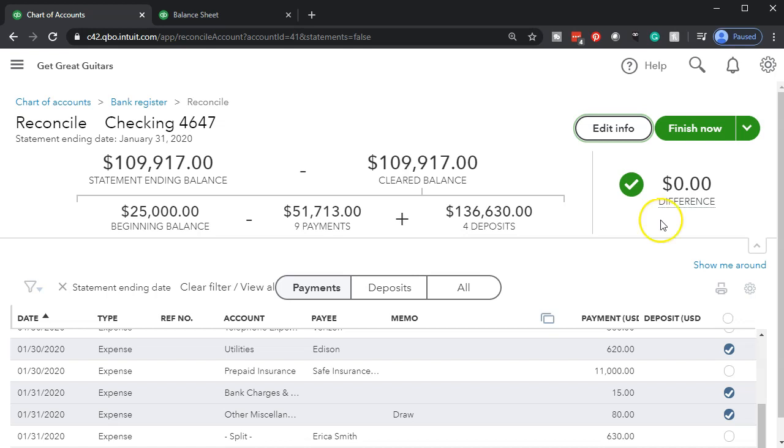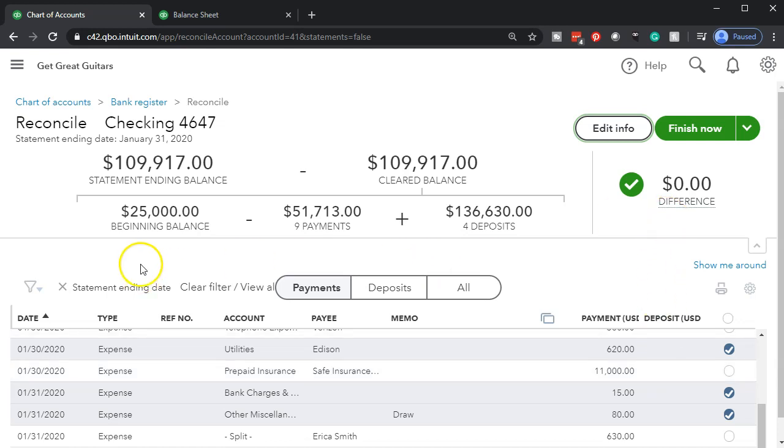Now, I also want to point out this beginning balance, that $25,000. If you didn't have a beginning balance here and you just entered that into the system and you had this at 0, and then in the first month you just checked it off as a deposit down here because you entered it in and just checked off that difference as a deposit, then you would still reconcile, right? It would still be okay.